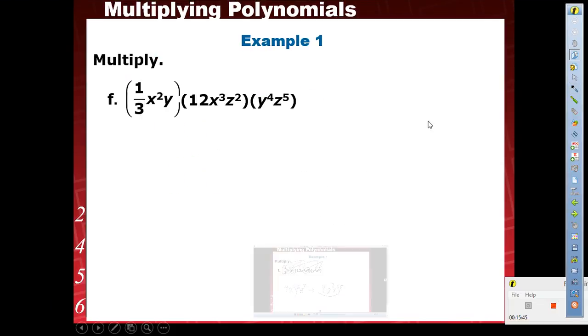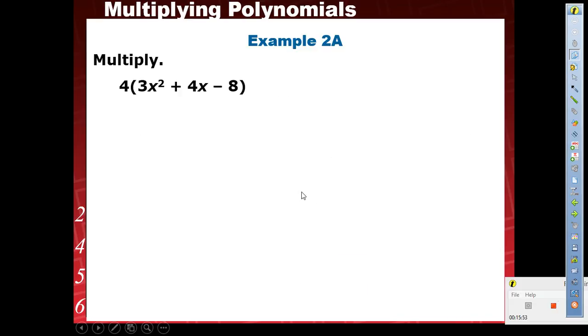So we're done with the easy stuff. Let's crank it up a notch. So now check this out. Look at this one. Example 2A. The previous ones were only monomials. What do you notice now inside of the parentheses? It has a specific name. How many terms inside? It's a trinomial. Okay, so copy this one, please. Example 2A, 4 times 3x squared plus 4x minus 8. We're going to do this one together, but then I'm going to show you the area model using this one.